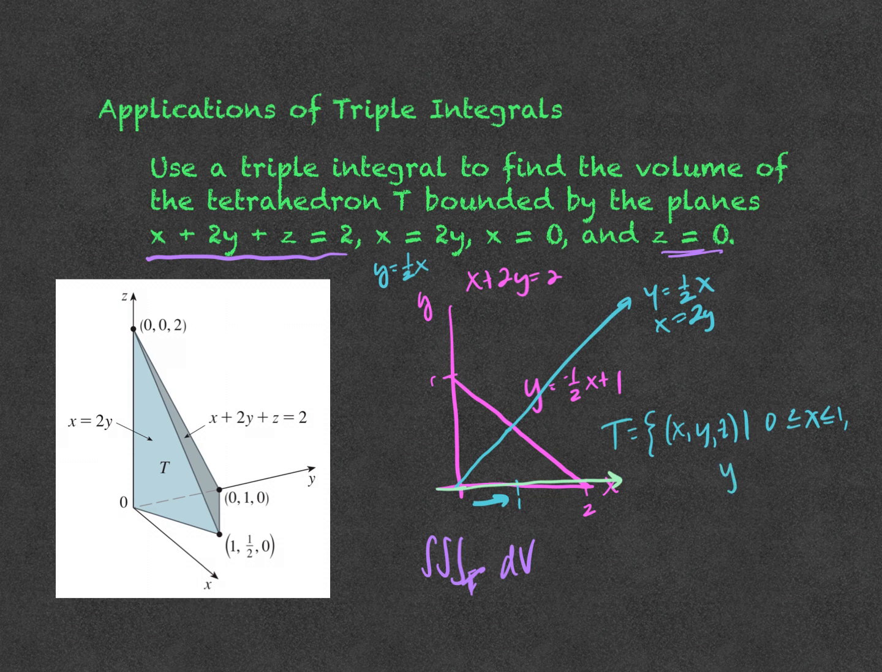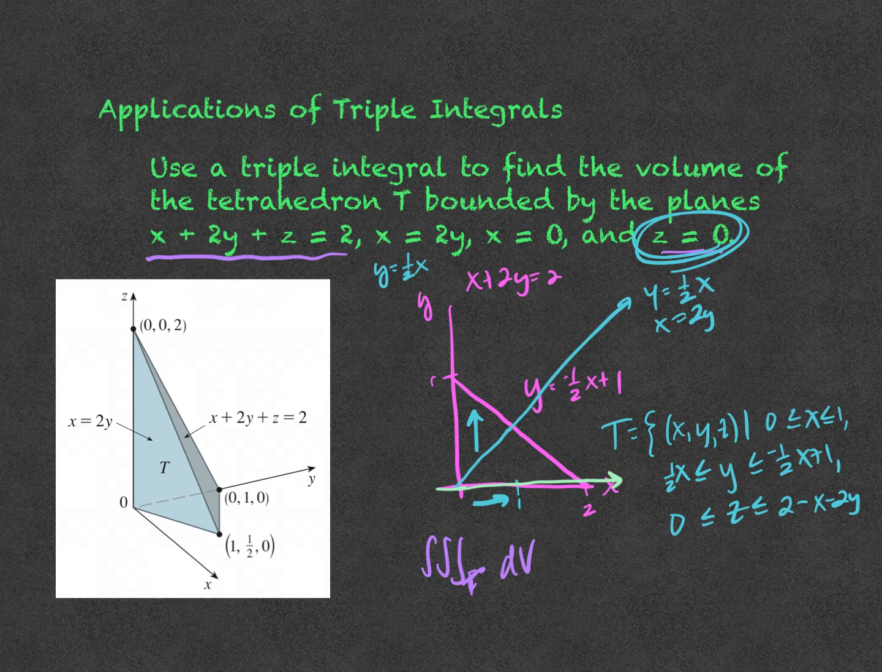And then let's talk about y. So y goes from the blue line to the pink line. So that means it goes from 1/2 x up to the pink line, which is negative 1/2 x plus 1. And then we're going to look at z. And z is bounded at 0 right here. And then it goes to the second equation, which is 2 minus x minus 2y. So that gives us our bounds in that area.